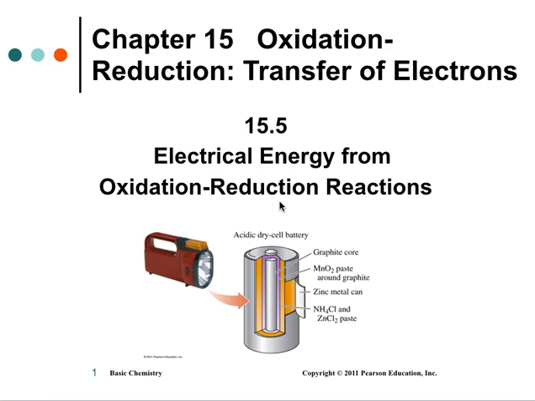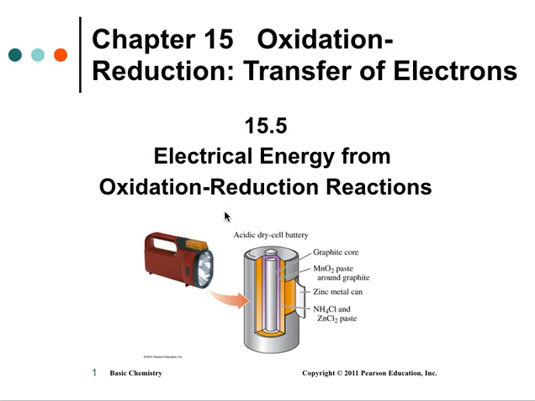So there is a series of every single element, all the metals especially, put in a list of which one will more readily lose electrons to others. So the higher you are on the activity series, the easier it is for you to lose the electrons, and the more easily oxidized you are.